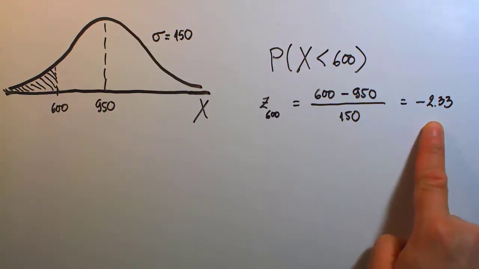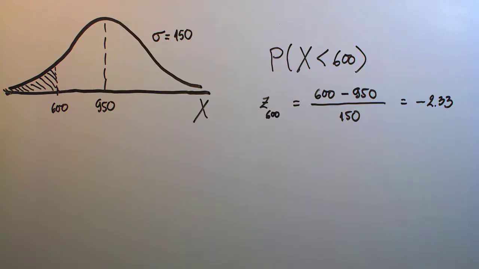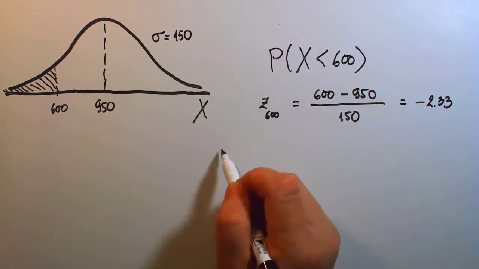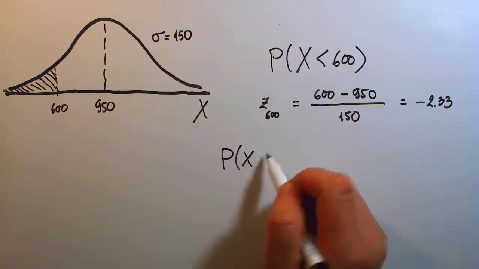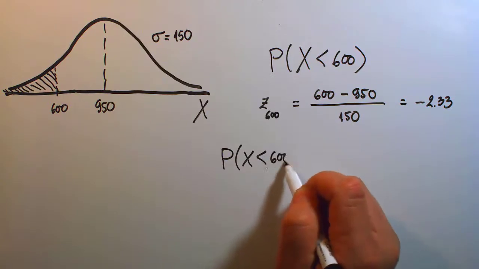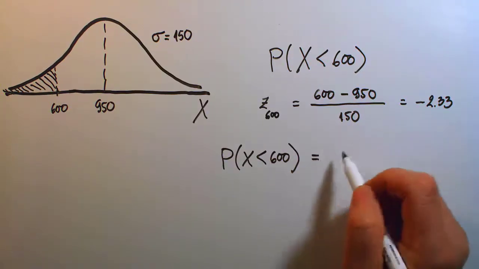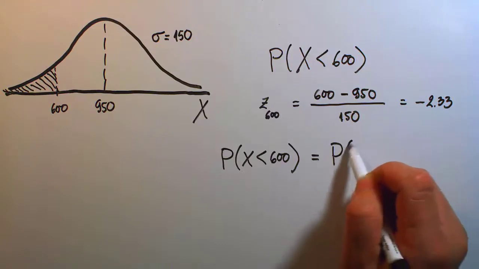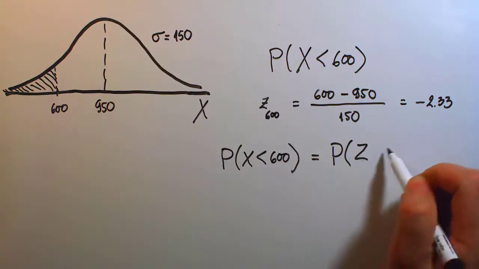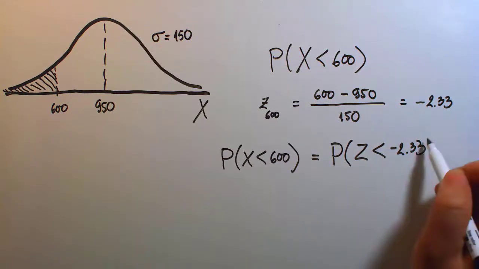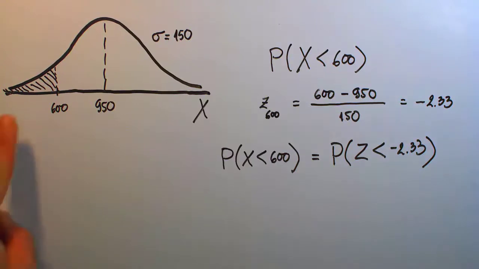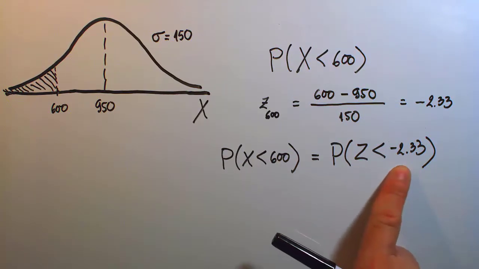Once the z-score is calculated, what it means now is our probability on this normal distribution where the random variable takes value less than 600 will exactly be the probability on the standard normal distribution. We're looking at a z-score value below negative 2.33. Or thinking in terms of area, this shaded area is exactly the same as the area on the standard normal distribution, where we're shading z-score below negative 2.33.